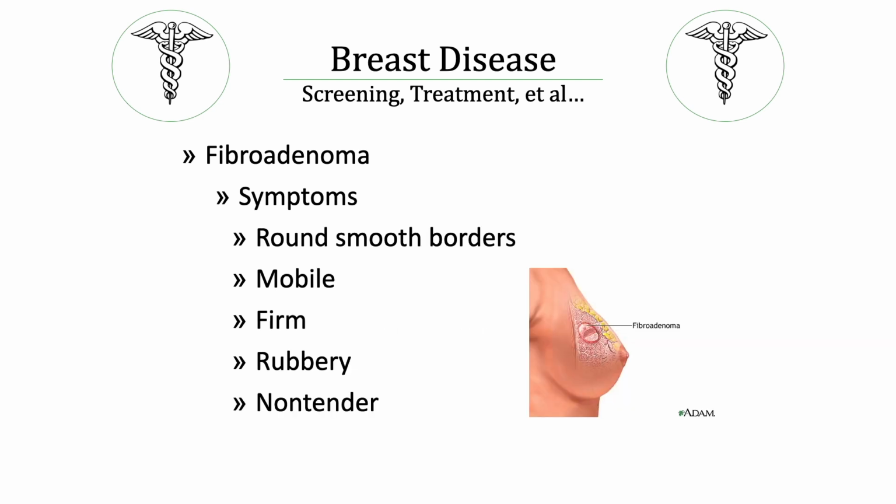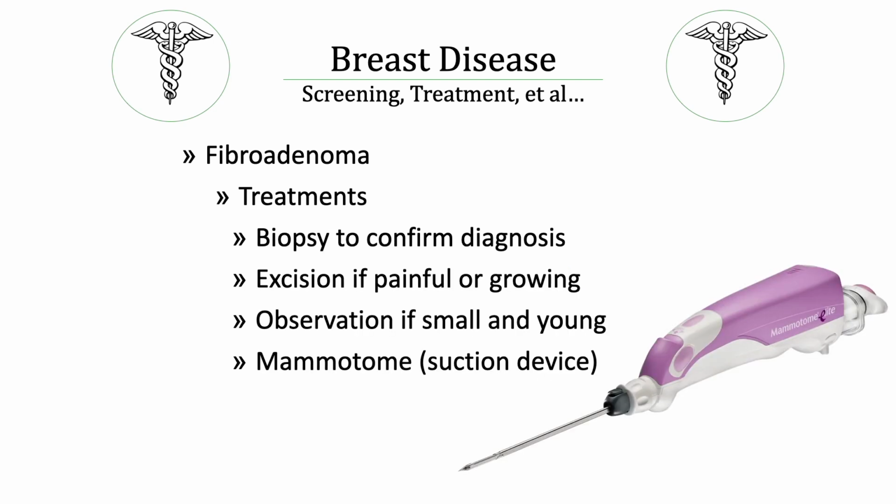With regard to symptoms, again, it's a marble in a lady's breast. It usually moves around. It's firm, but it has distinct borders that you can feel. It's rubbery. All those are the descriptions for fibroadenomas. Now, the book will tell you they're non-tender. Usually women that come in for fibroadenomas come in because of tenderness. So I don't know about that.